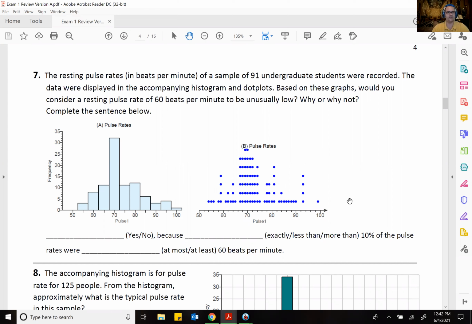Does that make sense? The difference between at most and at least? There's a minimum of 60. Yes. The at least is like a minimum. At most represents like a maximum. Any questions on number 7? So the blanks go yes, less than, at most. All right.